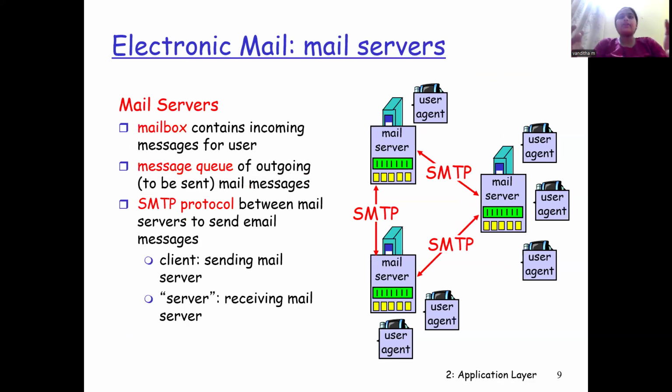Next, let's see electronic mail. Mail servers: the mailbox contains incoming messages for the user. There is a message queue of outgoing mail messages. The SMTP protocol is used between mail servers to send email. There is a client sending mail server and a server receiving mail server.